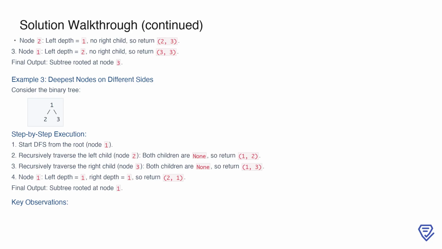Back at the root node 1, the left depth is 2, and again, there is no right child, so we return a combined depth of 3 and node 3 as the smallest subtree root. The final output for this case is node 3.